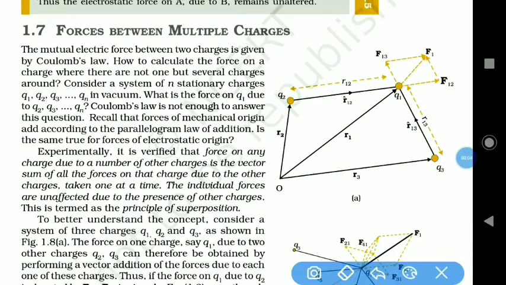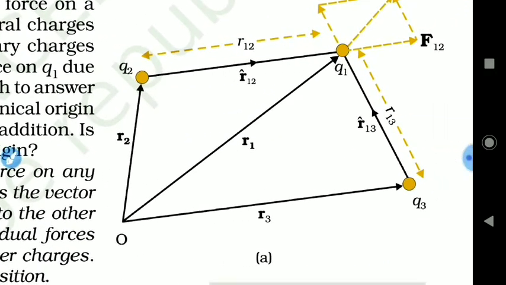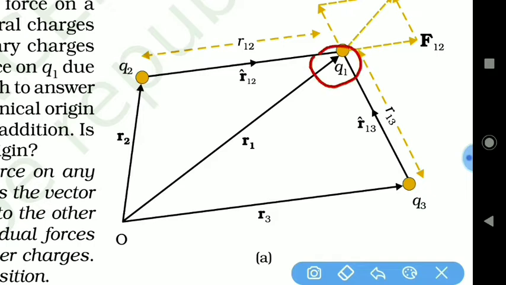Our next topic is topic 1.7, forces between multiple charges. Earlier we have seen the force between two charged particles only. Now here more than two charged particles are given. You can see in the figure that there are charged particles Q1, Q2 and Q3.